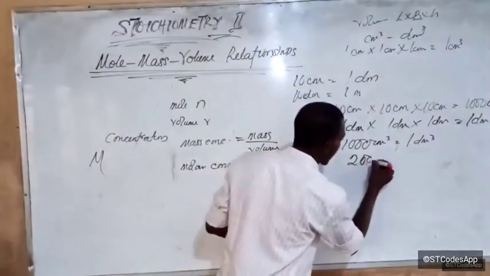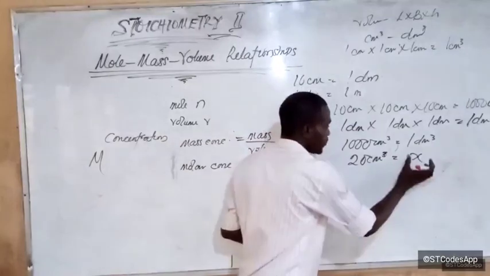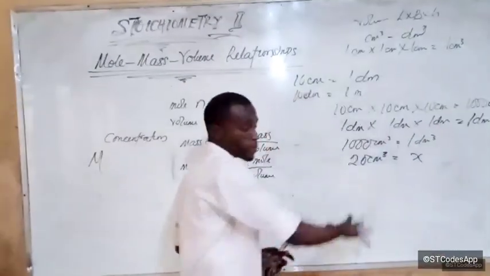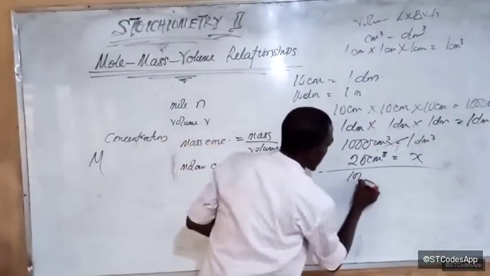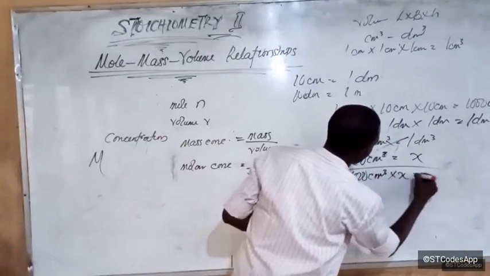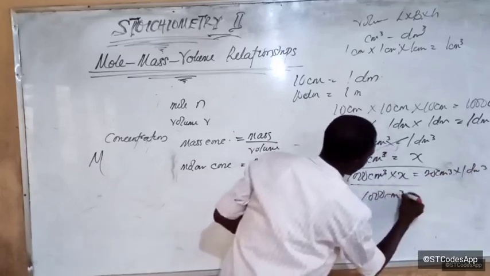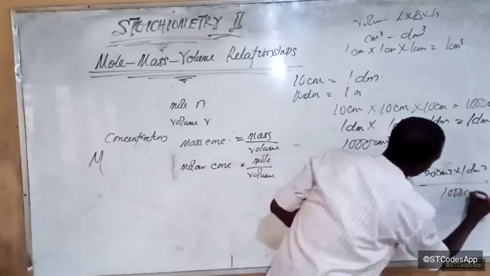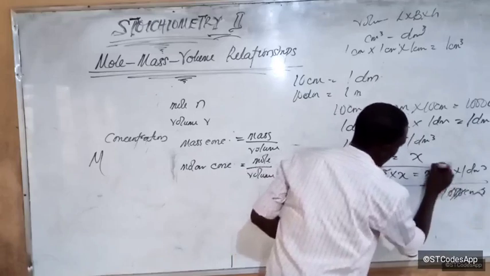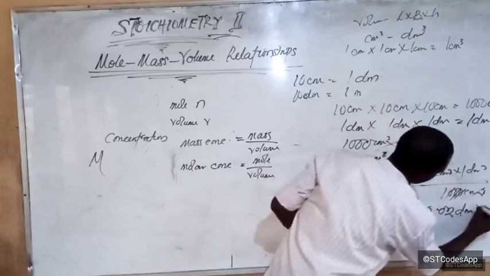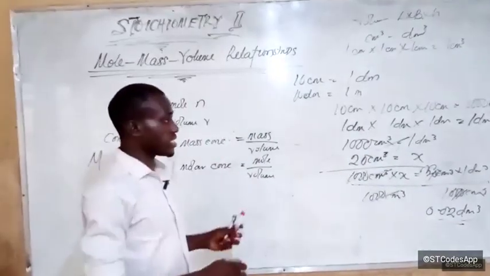So you now say, therefore, 20 cm cube. The one mistake you shouldn't make is to put this here and dm cube here, because dm cube is on this side, cm cube is on this side, so you arrange them accordingly. Then you basically cross multiply. So that you have 1,000 cm cube times x is equal to 20 cm cube times 1 dm cube. So you divide both sides by 1,000 cm cube. cm cube takes care of cm cube, and we now have 0.02 dm cube. Do you understand that? All right. So this is how you convert from centimeter cube to decimeter cube.